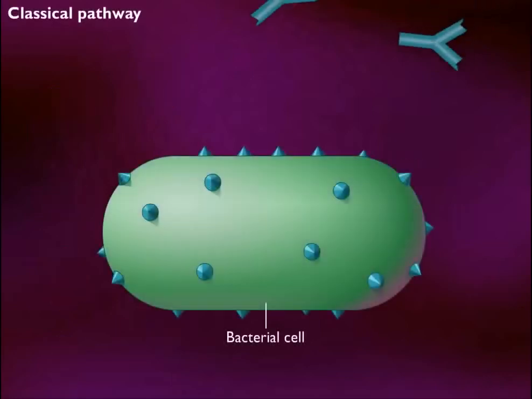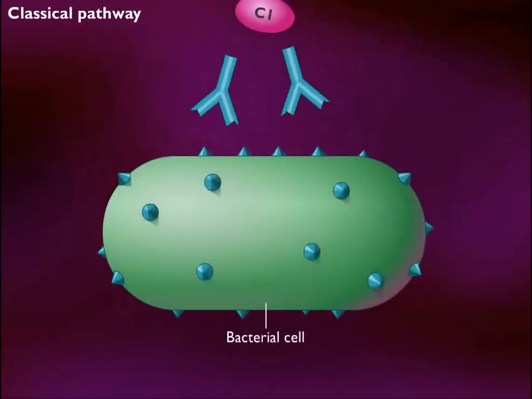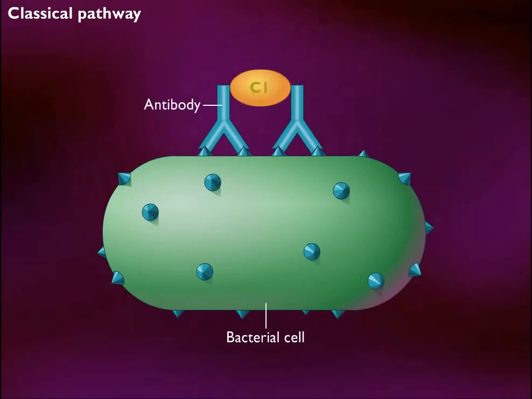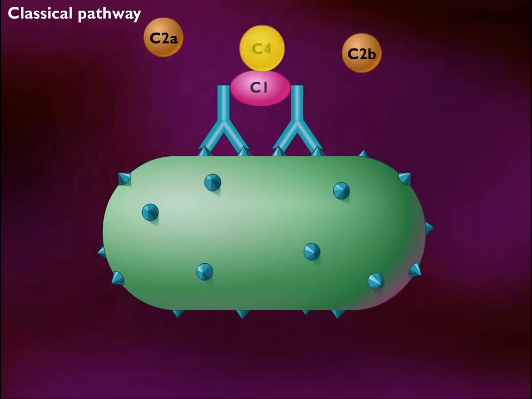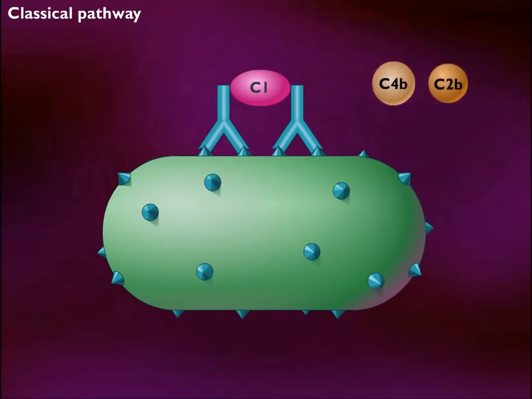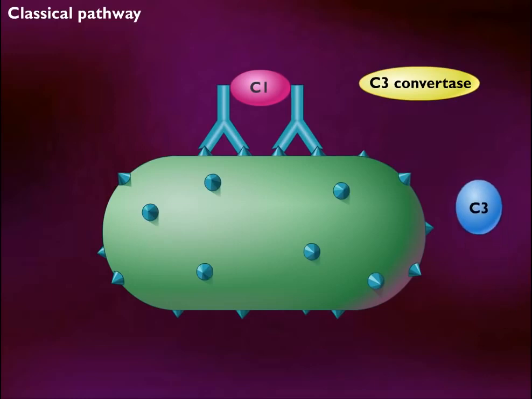In the classical pathway, C1 becomes activated when it binds to an antigen-antibody complex. The activated C1 then cleaves C2 into C2A and C2B, and C4 into C4A and C4B. C2B and C4B combine to form a protease called C3 convertase. C3 convertase then cleaves C3 into C3A and C3B.